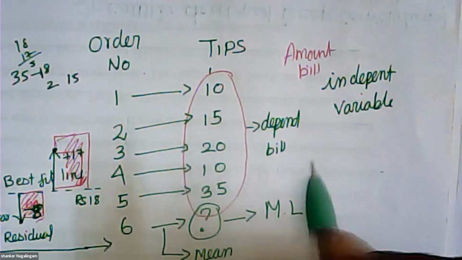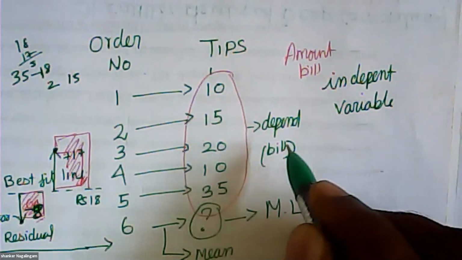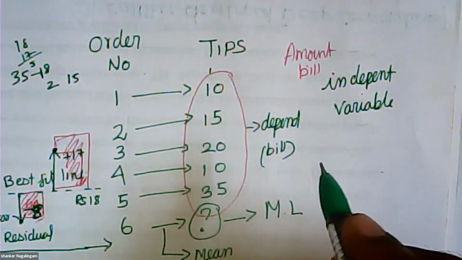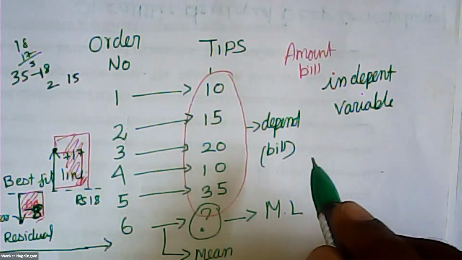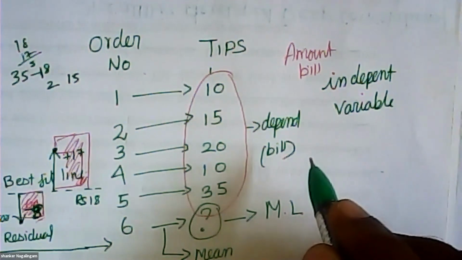Why is it called dependent? Because it depends on the bill. Individually, a person will not give, if he buys for 5 rupees, a tip of 20 rupees. So understanding dependent variable and independent variable is very important. Now you understand what is meant by residuals.